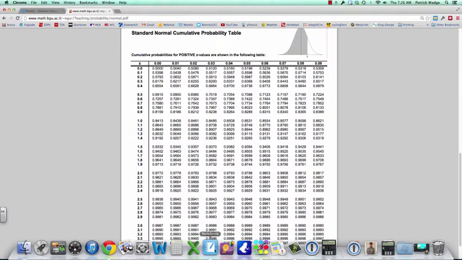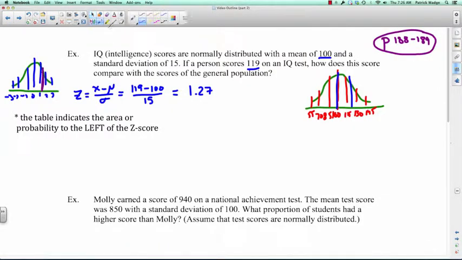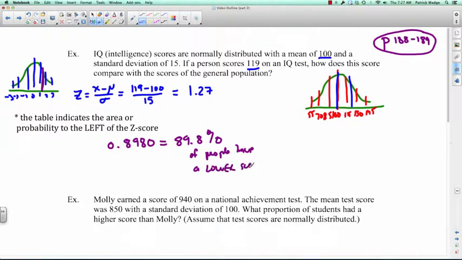So let's go back here, and let's write that number down. 0.8980. That's the area under the curve, or you could also think of it as a probability. If you want to change that to a percentage, just multiply by 100, 89.80, which you don't need to write, percent. So 89.80% of people have, what kind of IQ score compared to hers? They have a lower score. Because remember, the table shows you how many are to the left of that. So 89.8% of people have a score to the left of hers or have a lower score.